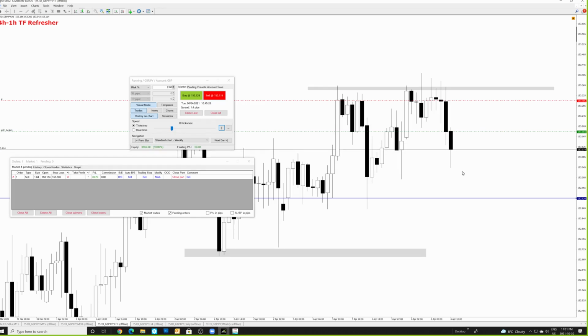The trick is to only focus on the 1-hour time frames. That's it. 1-hour time frames and the 4-hour time frames. As the 1-hour candles begin to close, we're going to keep trailing the stop loss. Trailing the stop loss above the 1-hour candles.